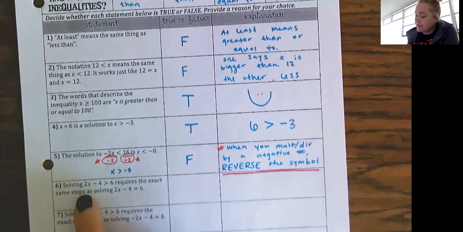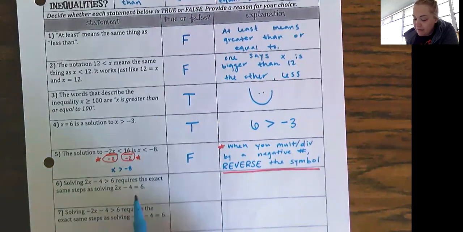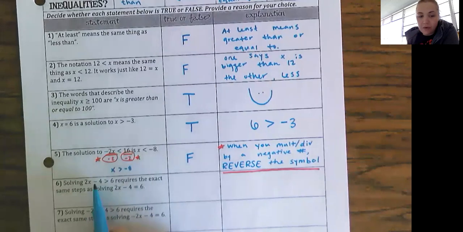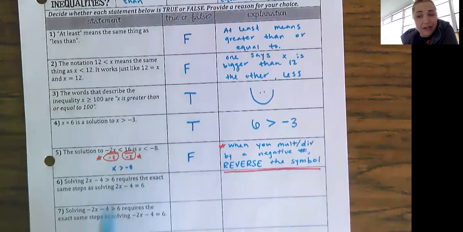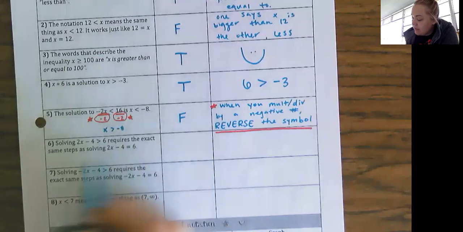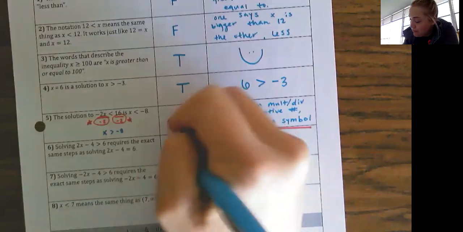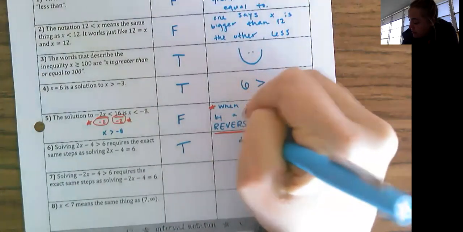Okay. Solving 2x minus 4 is greater than 6 requires the exact same steps as solving 2x minus 4 equals 6. All right, so on this first one, we would add 4 to both sides, and then we divide by 2. When we divide by 2, that's a positive number, so we don't have to reverse the symbol. On this one, we add 4 to both sides, and then we divide by 2.